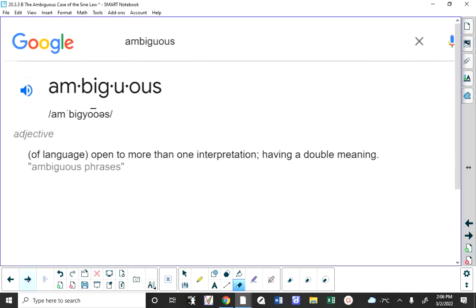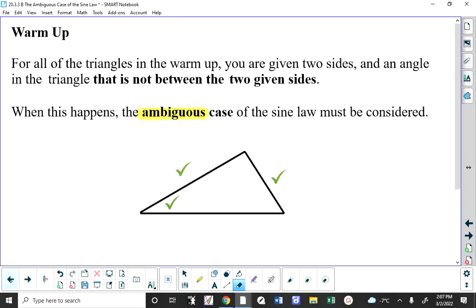open to more than one interpretation, having a double meaning. It doesn't mean that there's not a right answer. It means that if you interpret it one way and you interpret it a different way, they're both correct interpretations. And both answers are correct. So that's what ambiguous means. In other words, if we have a triangle like this, maybe the triangle can be drawn in two different ways correctly.